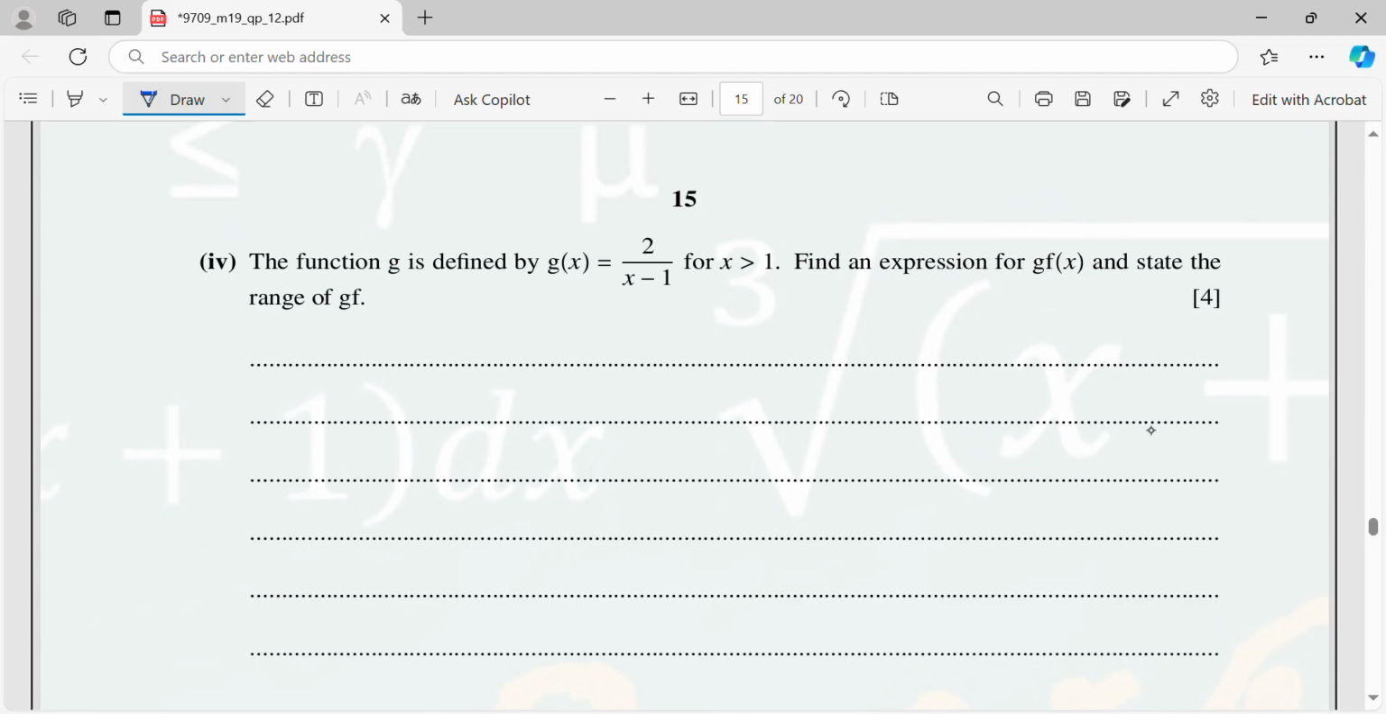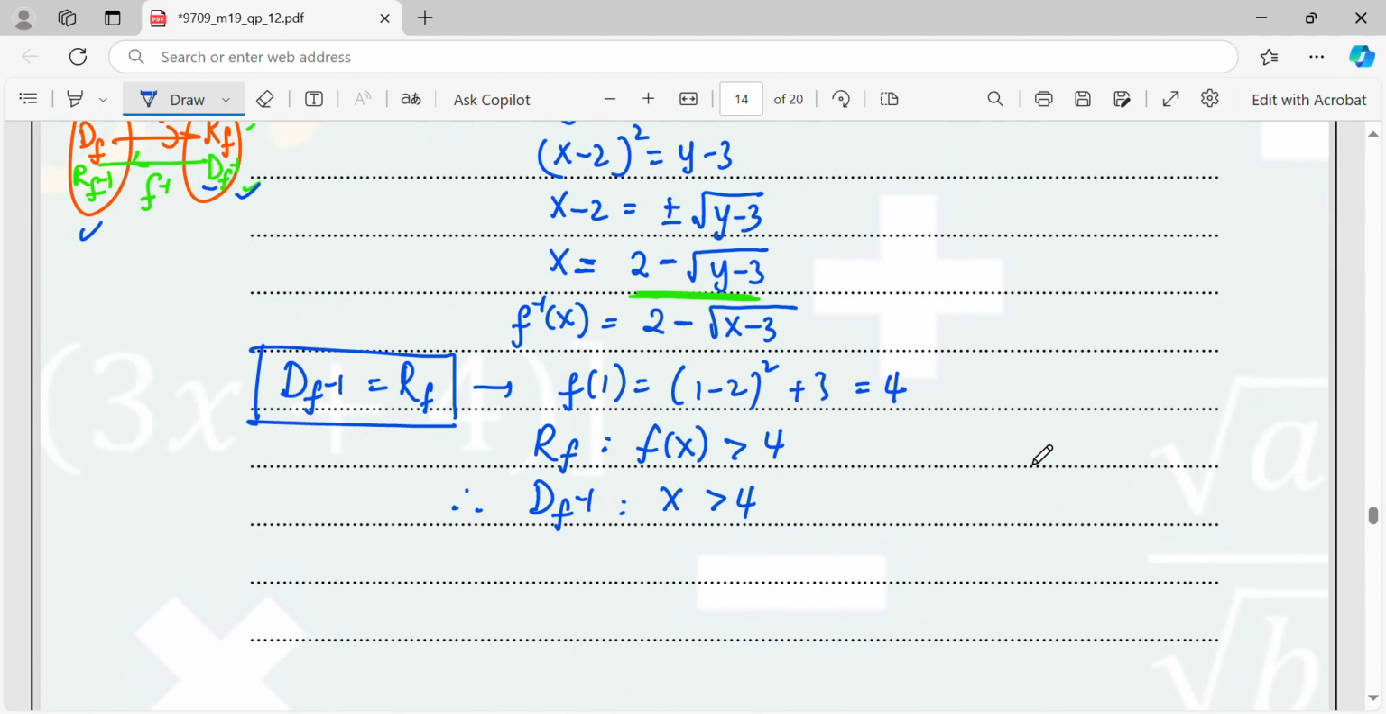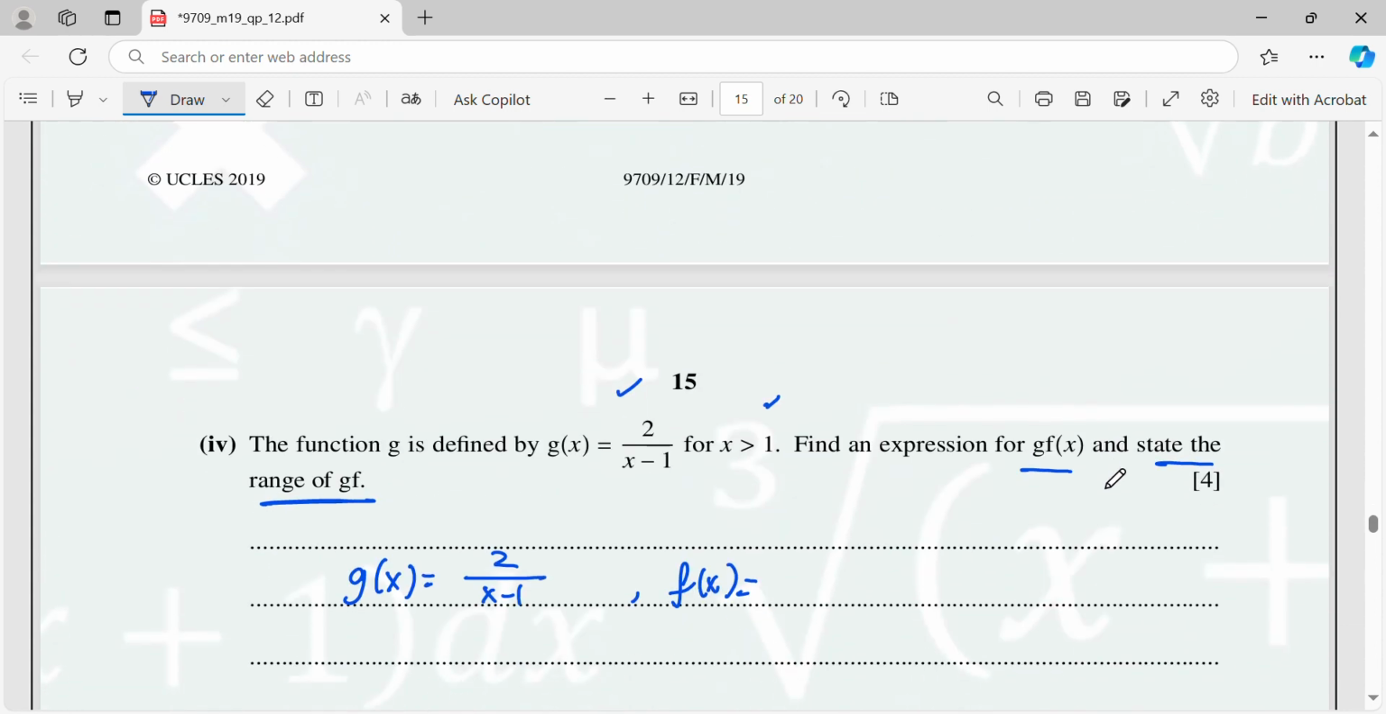Now part 4. The function g is defined as g(x) equals 2 over x minus 1, where x is greater than 1. Find an expression for gf(x) and state the range of gf. Okay, so now for gf, I will write g(x) first, 2 over x minus 1. Then the f(x) we have found just now, the completed square form, that is (x minus 2) squared plus 3.